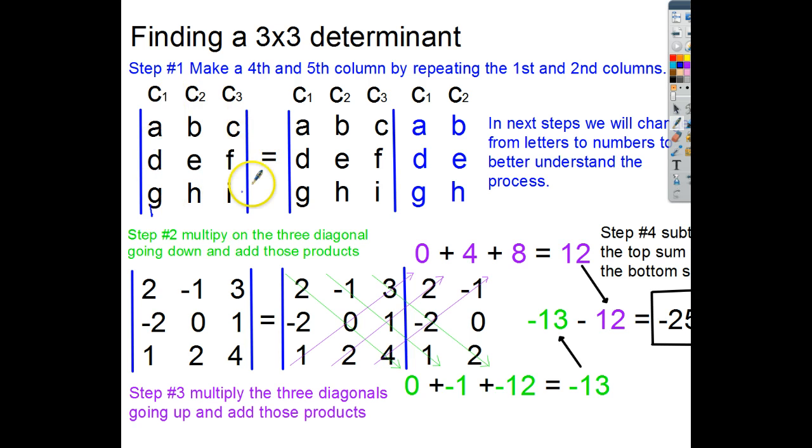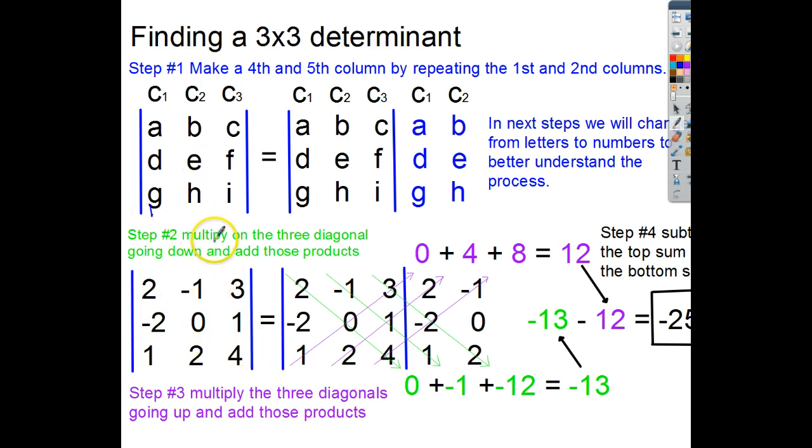So if you want to find the value of this, the first thing that we would do is take column 1 and repeat it here, A, D, and G. That made a 4th column. And then we take the 2nd column and repeat it as a 5th column. Okay? All right, in the next steps, we will change letters to numbers to better understand the process. So down here, in other words, I've let A equal 2, I let D equal -2, and so on. So now I put some numbers in this instead of letters to better understand the process.